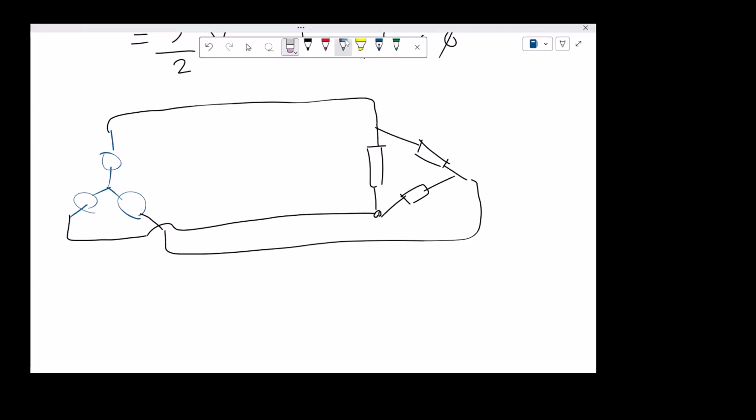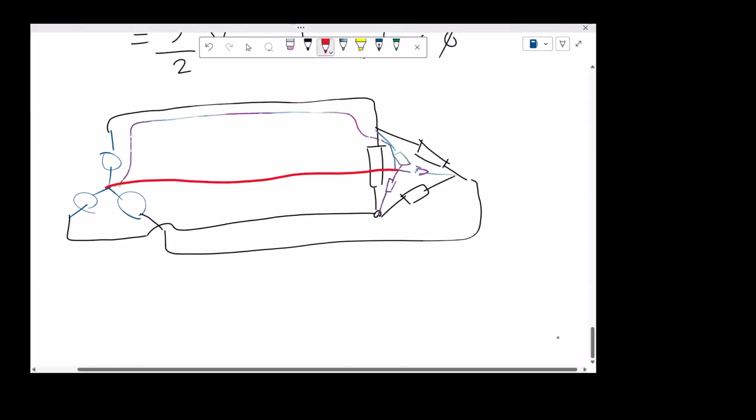So that's why we would need to convert this delta into a Y like this. And then this way, now it goes all the way to the neutral point, and you would need to analyze this. And these two neutral points are the same also, because they have the same potential. They have the same voltage. Voltage would be 0 for the neutral points in a balanced system. So that's what you need to do.